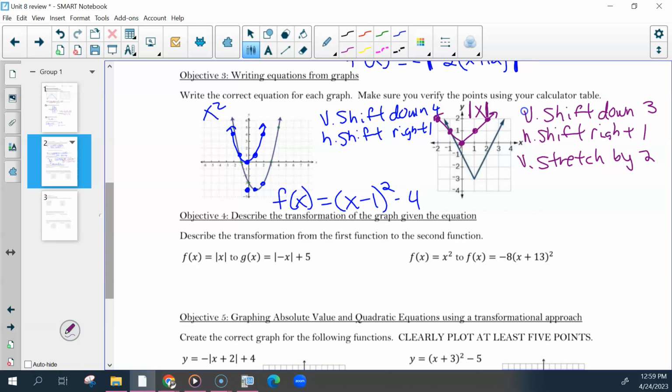Absolute value, just that. This one. Alpha window, and your y equals, and look at your table. Okay. You can tell it's a stretch because the slope has changed. The slope is now 2 instead of 1.